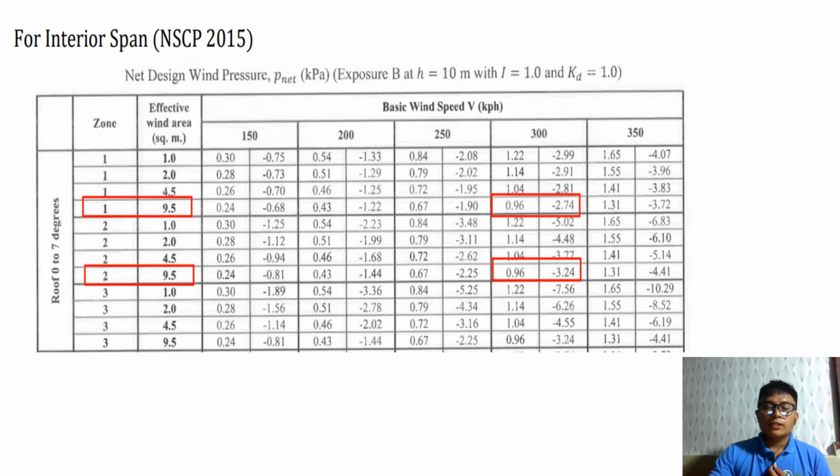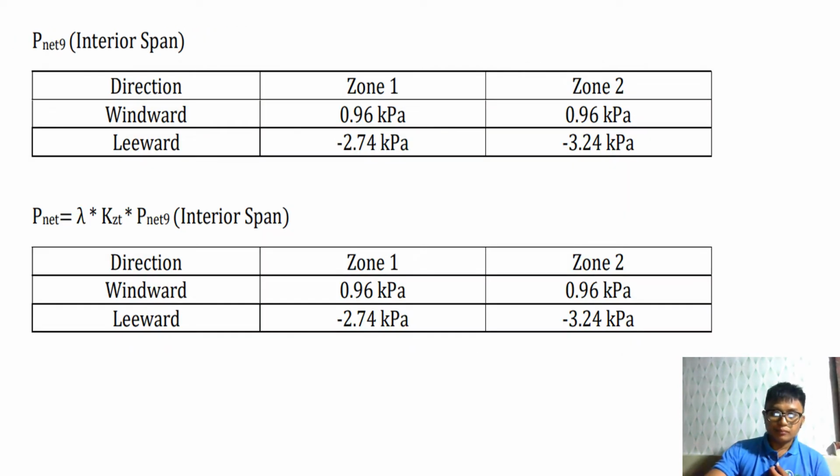2.74. So for zone 2, we have still the effective area of 9.5 to consider, and it gives us the windward pressure of 0.96 kilopascal and negative 3.24 kilopascal for the leeward side. Now for the PNet 9. The PNet 9 is actually the pressure presented earlier. So this is just the summary of it.